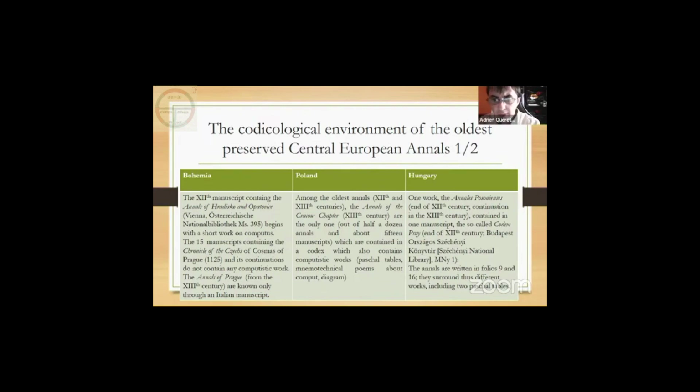In the case of Poland, we can see that the annals of Krakow chapter are the only one out of half a dozen annals and about 50 manuscripts which are contained in a codex which also contains computistic works, Paschal tables, but also mnemotechnical poems about computus and a diagram.